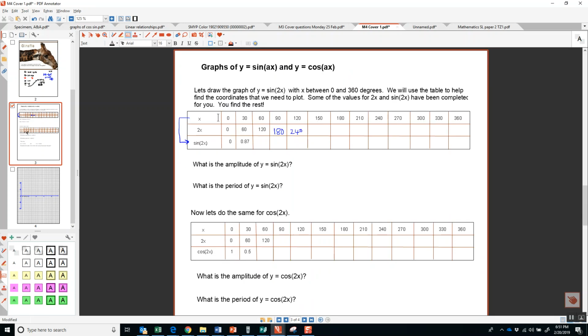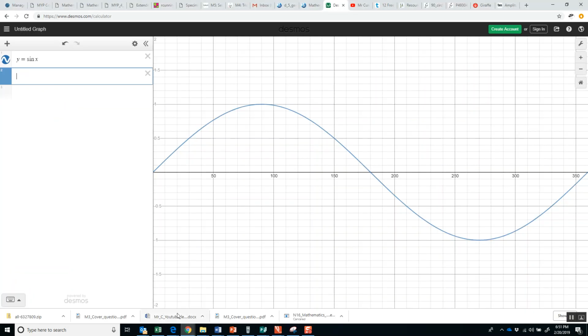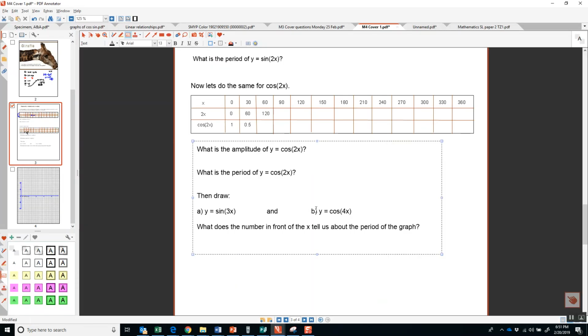So just to clarify, you're going to complete the table, draw sine 2x, answer the questions. You're going to complete the table, draw cos 2x, answer the questions, these two questions. You're going to check your diagrams on Desmos. Then you're going to draw sine 3x and cos of 4x. You do these on separate pieces of paper. And then you're going to answer, what does the number in front of the x tell us about the period of the graph? And that should take the whole period.